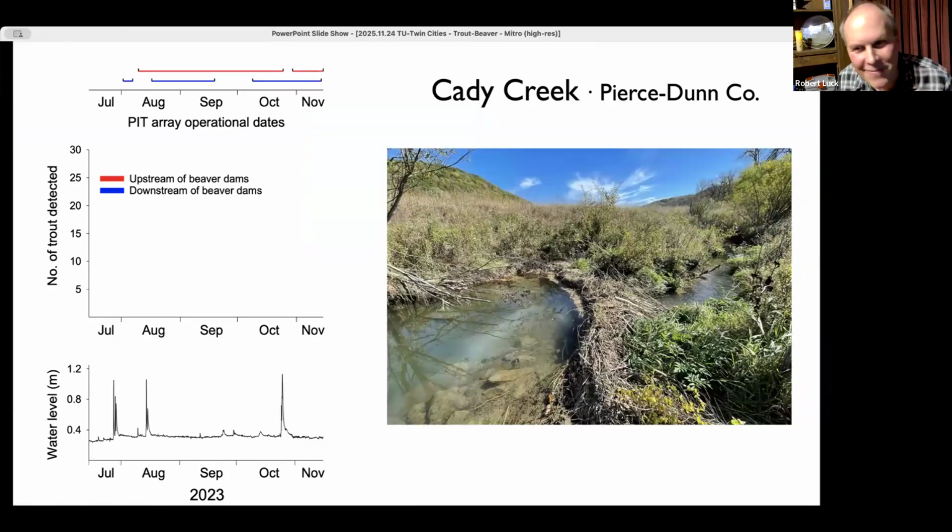I blew it. There's supposed to be data on that graph and it didn't show up. Okay, I'm going to have to tell you what it looked like. You're going to have to trust me on this.